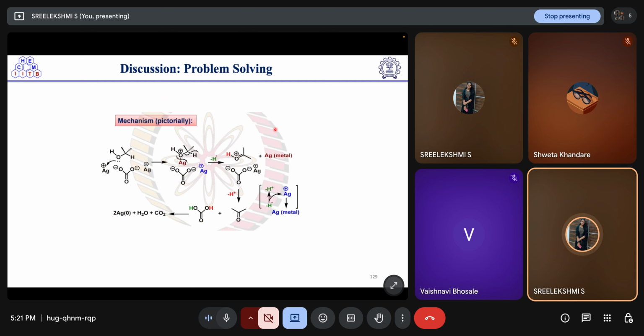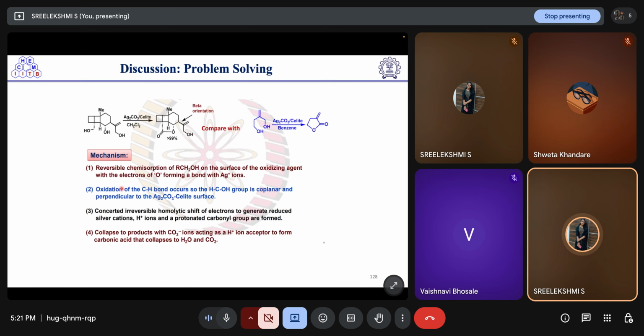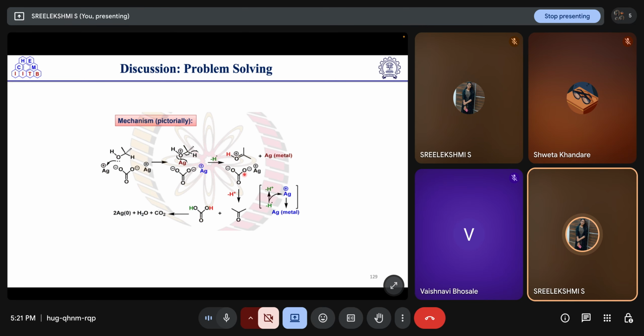Now we will see the mechanism of the reaction. So what is happening here? Here it is given step by step. The first step is the reversible chemisorption of this alcohol on the surface of the oxidizing agent, with the electrons of oxygen forming a bond with the silver plus ion. So this electron pair of our alcohol will form a bond with this positively charged silver ion. So this is Fetizon's reagent, Ag2CO3, CO3 2 minus and Ag plus. So firstly this alcohol will attack this silver and it will form this kind of intermediate. That is the first step.